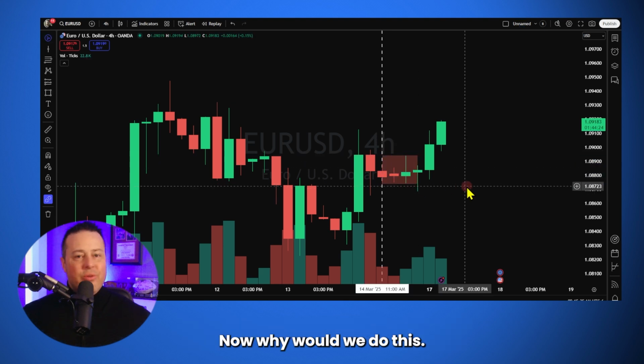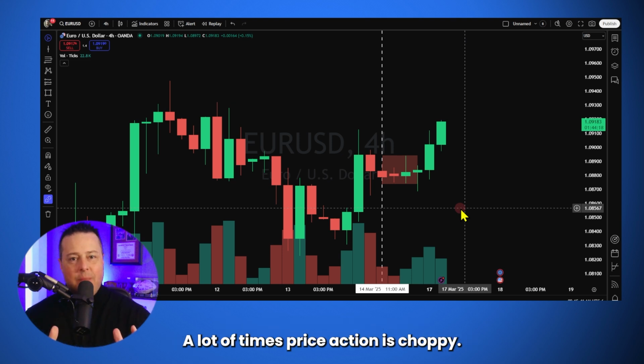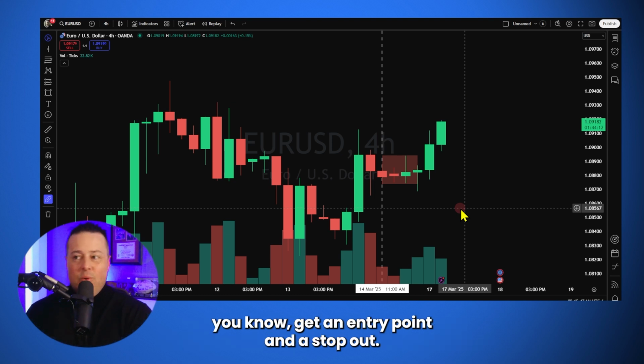Now, why would we use a 4-hour chart? Because we've got to have a range we can work with. A lot of times price action is choppy after that electronic open. We have to have a big enough range where we actually have a trade, a place to get an entry point and a stop out.